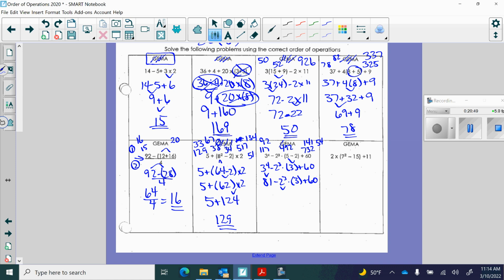I still have another exponent. 81, 2 to the 3rd, 2 times 2 is 4, times 2 is 8, times 3 plus 60. Do I have any more exponents? No. Do I have any multiplication or division? Yes. So I have to multiply: 81 minus 24 plus 60. Any more multiplication or division? No. So that one's gone. 81 minus 24 is going to get me 57 plus 60, 117. Can you do it a different way? No. That's why there's only one answer.